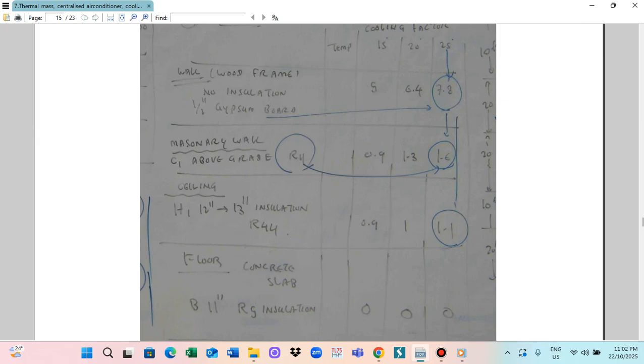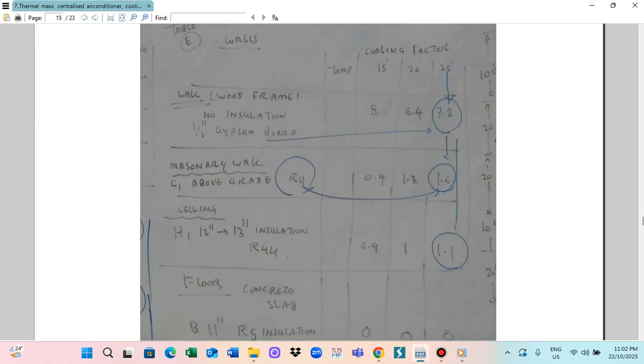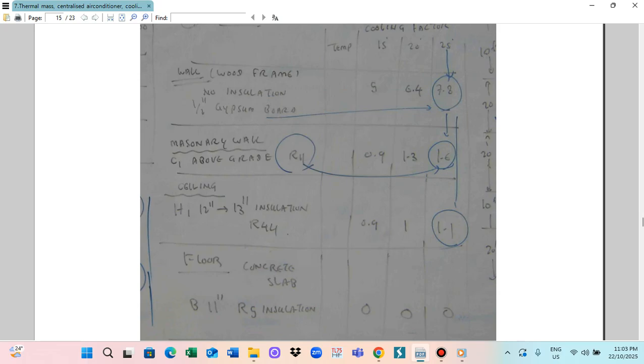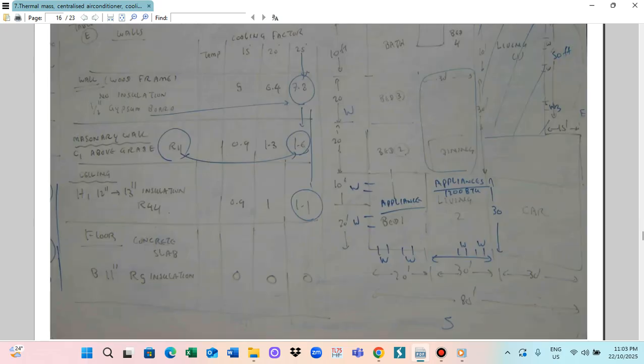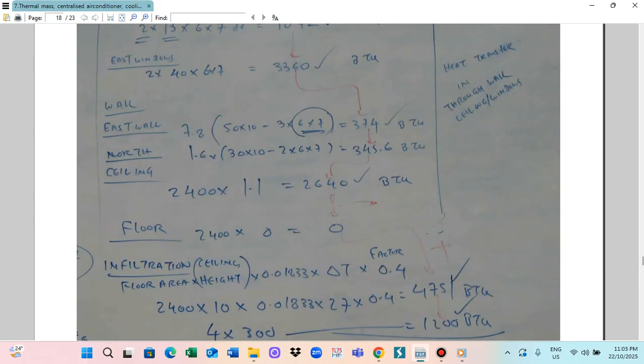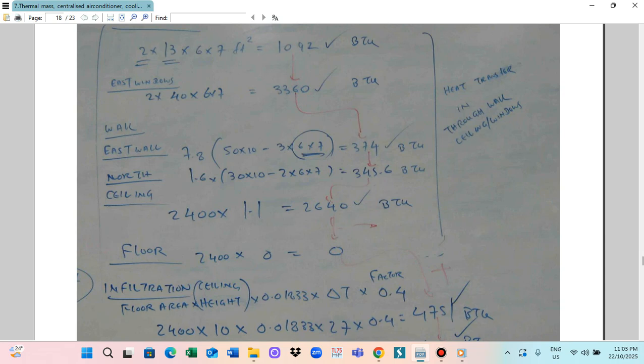Temperature difference 25, you have to set as 7.8. So the table for the wall: this wall is a timber wall, temperature difference is more than 25. So you have to set 7.8, because it is wood frame, no insulation, half inch gypsum board. So this is 7.8, so we substitute 7.8.